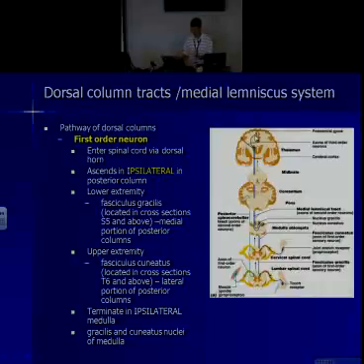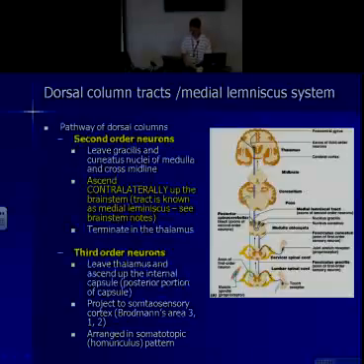So that's the pathway. The real key is damage here is going to be ipsilateral loss. Damage above that medulla, contralateral loss. So again, just put two and two together, be able to draw it, and then recognize the ding that may go on.